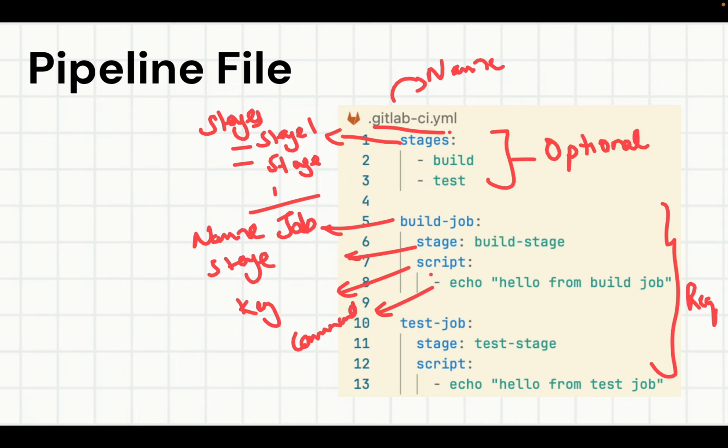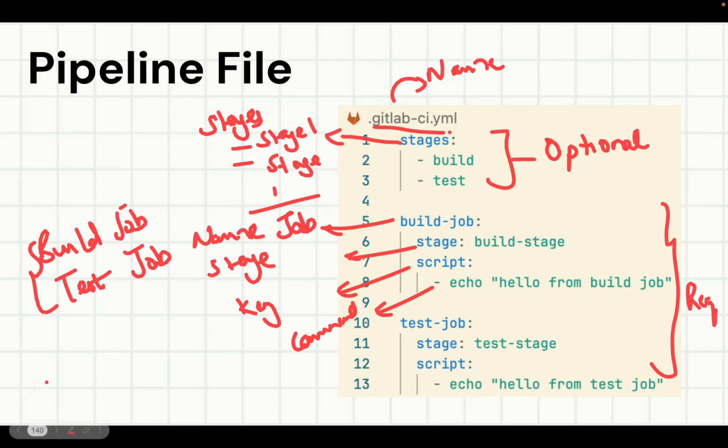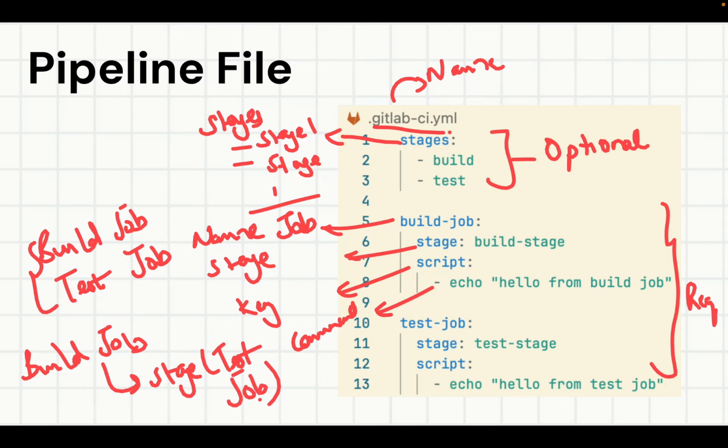All those jobs that are provided, the build job here and the test job, are the different jobs being worked upon. So first it is going to run the build job, and after that it will move toward the stage of the test job. This is the way of utilizing the jobs.